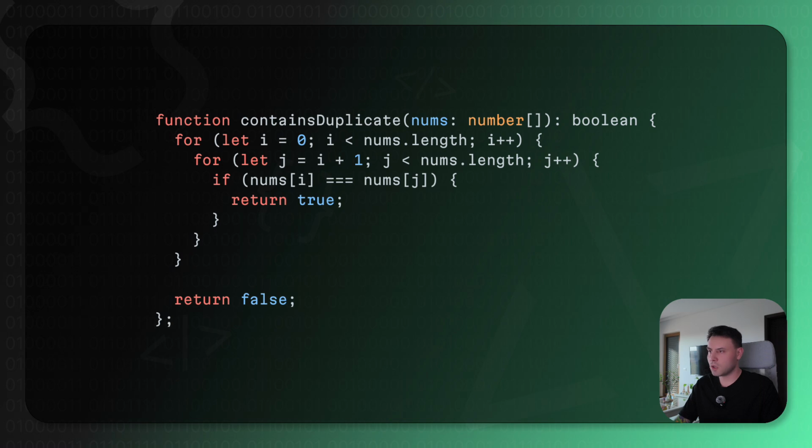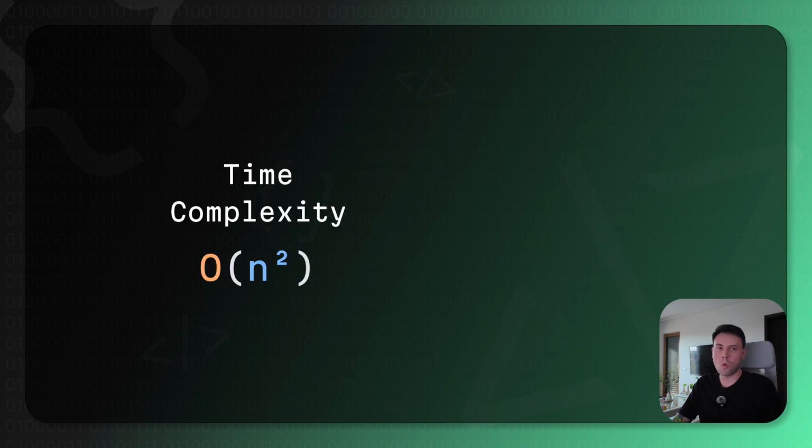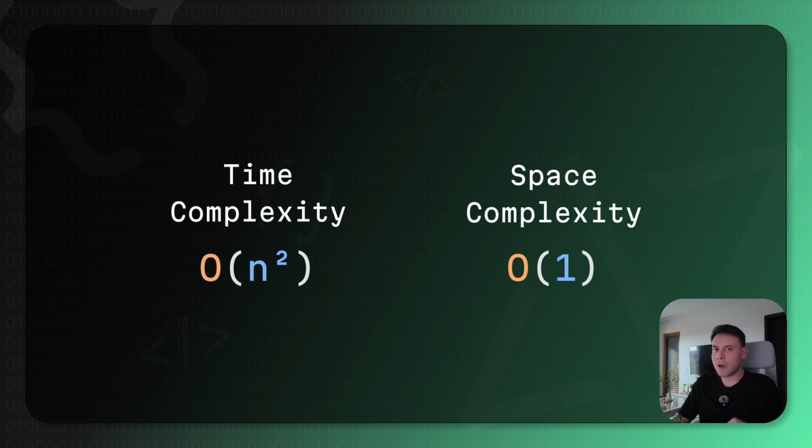It is simple, but how fast is it? Let's talk about time and space complexity. The brute force solution goes through all possible pairs using nested loops. For an array of size n, that can be up to n times n minus 1 divided by 2 comparisons. The time complexity is big O of n squared, and it is fine for small arrays, but it gets slow as the size grows. On the bright side, we don't use any extra memory, so the space complexity is constant, big O of 1. Not an ideal solution.